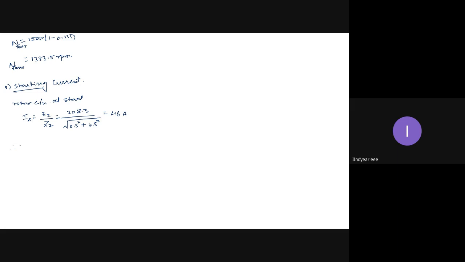Therefore, the stator starting current IST is equal to K into I2, that is 0.82 into 46. I will tell you why 0.82. It is 37.72 amperes.